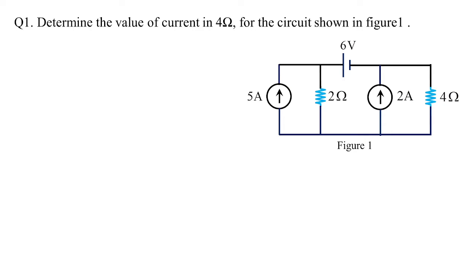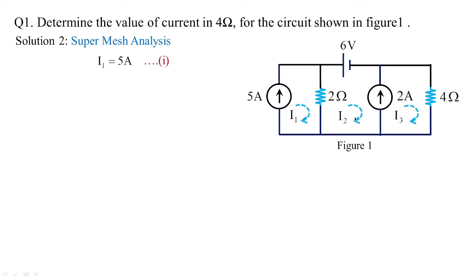So the same circuit, if at all we need to find out the current in 4 ohms using mesh analysis. How do we do that? So I told you 2 amperes is shared by two loops. So I1 I'm taking loop 1, I2 loop 2, and I3 loop 3. I1 is clearly observed to be 5 amperes because it is given as 5 amperes. The loop current direction and the source current direction are one and the same.